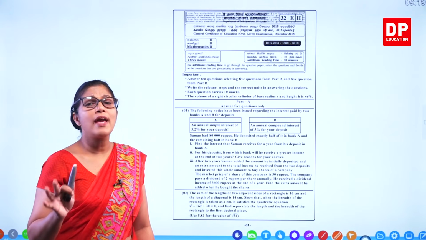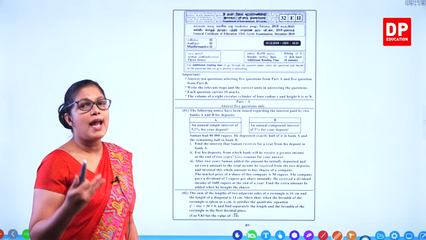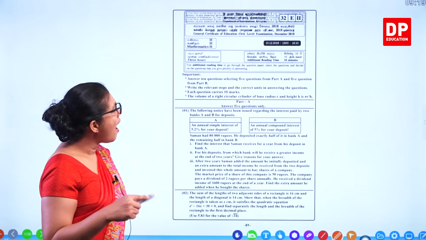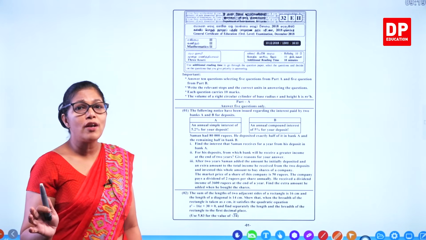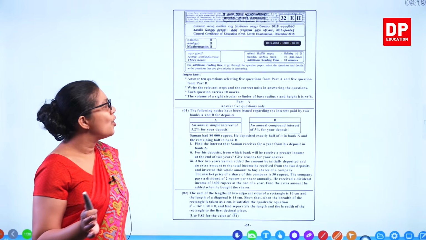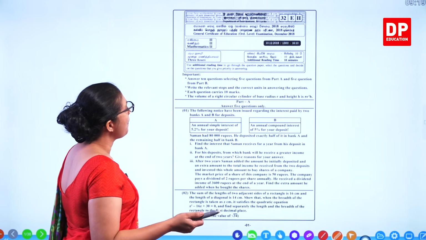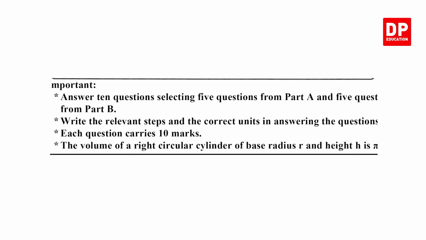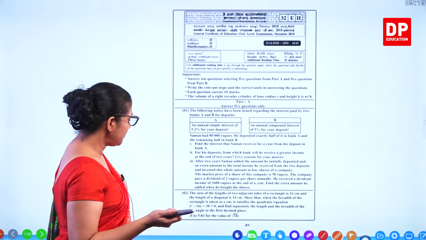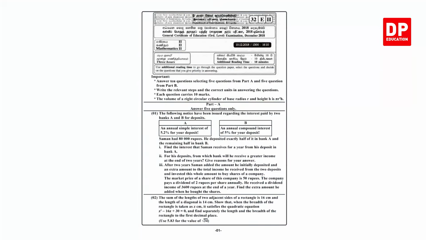Here you can ask for lined paper, so you have to answer there, since space is not provided in paper 2. Also it's given that the volume of a right circular cylinder of base radius r and height h is pi r squared h. And we'll do 1 and 2 now.